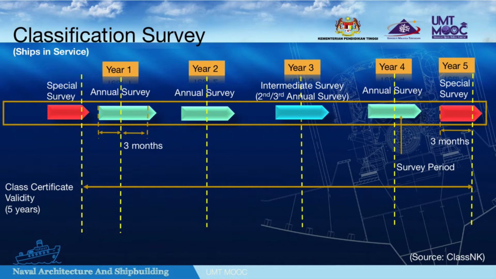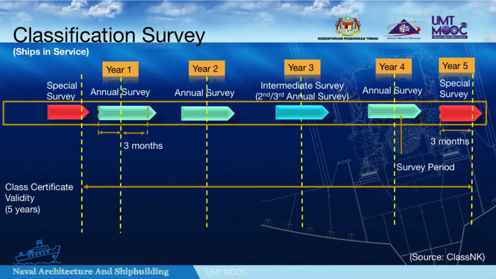Annual survey. Ships in service must undergo an annual survey of the hull structure and important machinery and equipment each year. Annual survey must be carried out within a 6-month survey period, within the 3-month period either side of the ship's anniversary date. Intermediate survey. In addition to annual survey, the ship must undergo a more comprehensive intermediate survey between its 2nd and 3rd year of service. Intermediate surveys are conducted in place of either the 2nd or 3rd annual survey.